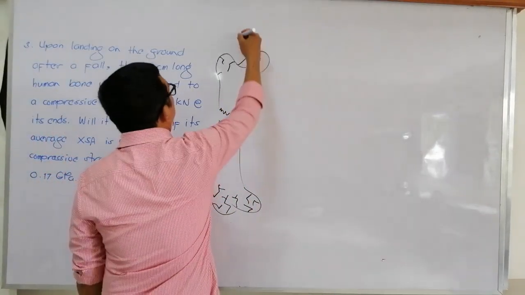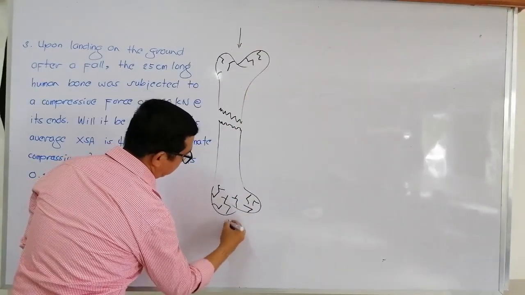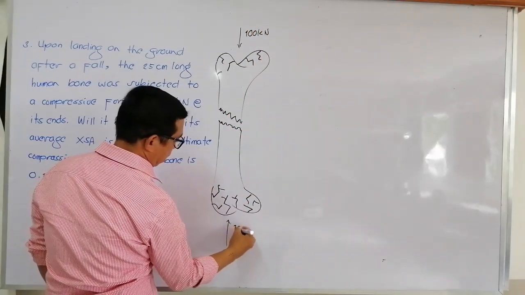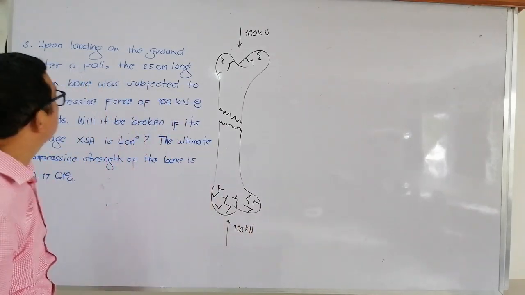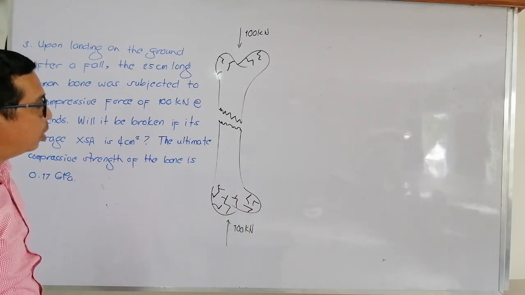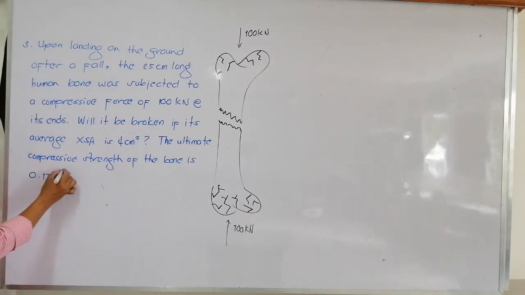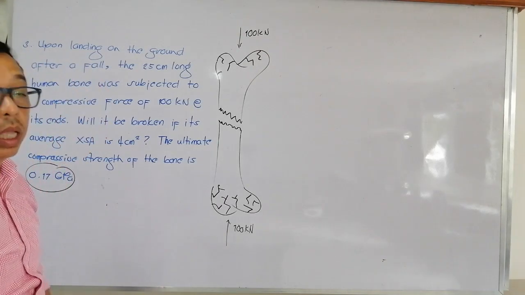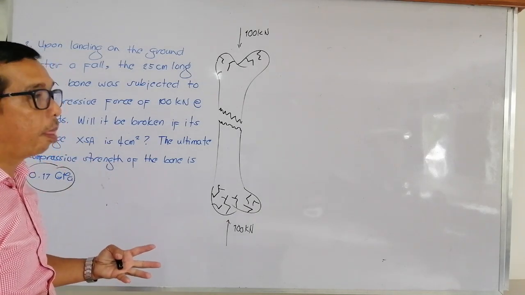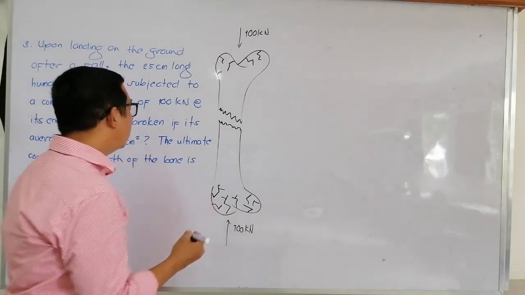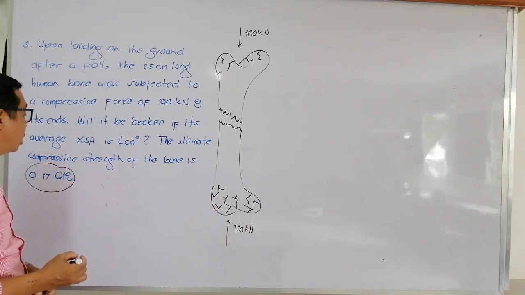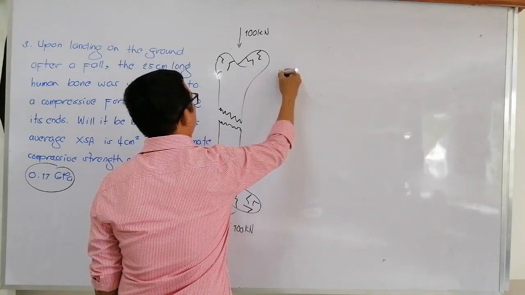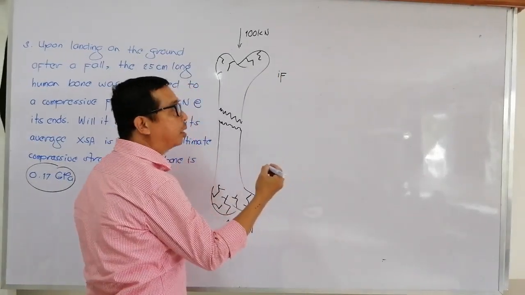Now, anong nangyari na kasi upon fall, nasubject siya sa opposite forces na 100 kilonewtons at its ends. Now, ang tanong is, knowing na compressive strength ng buto, in this case, 0.17 gigapascals, siya ba ay mag-break o hindi? So, since the problem is answerable by yes or no, kailangan mo ng conditions, one of which is, since ang 0.17 gigapascal ay ultimate compressive strength, isang uri ng stress. So, one of the conditions would have to be magsusubtay ng stress at magkumpara yun sa ultimate compressive strength.